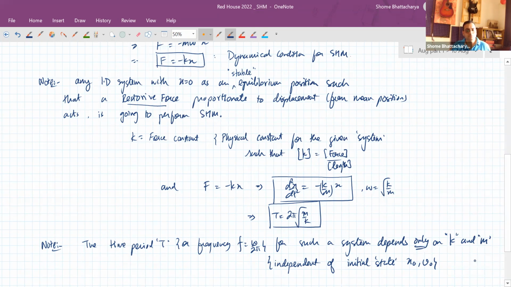So these two parameters, amplitude and phase constant, are the ones which depend on the initial conditions. Whereas the time period or frequency of oscillation does not depend on the initial conditions. It's independent of that.